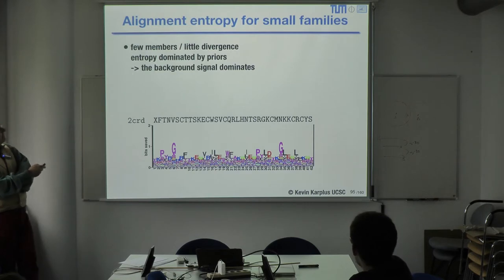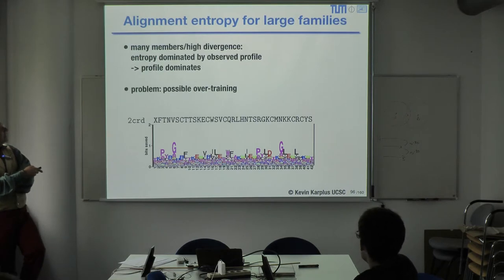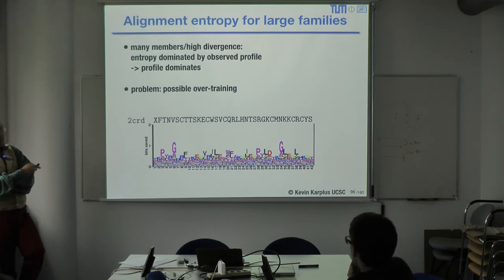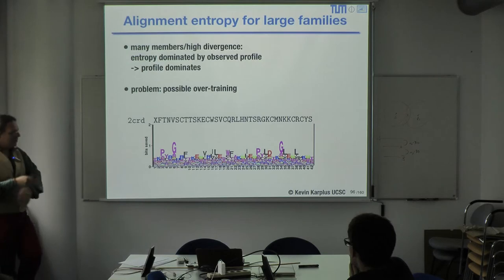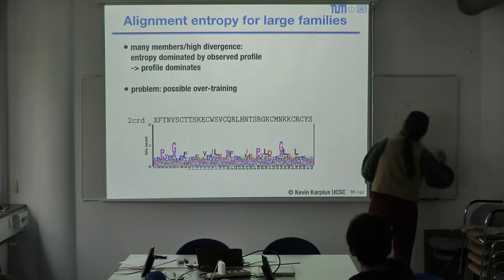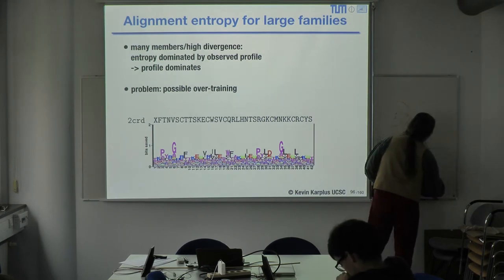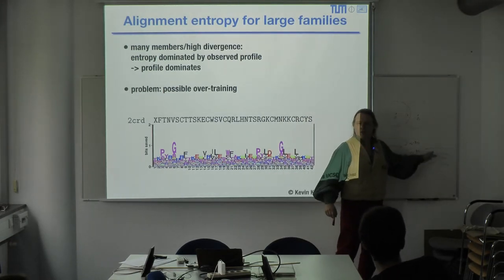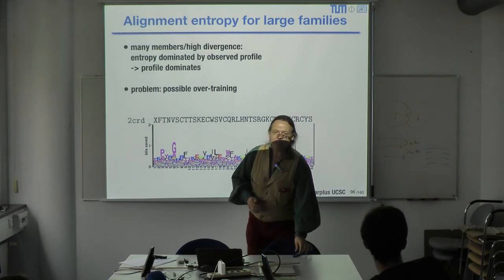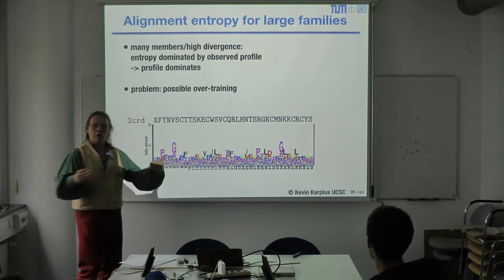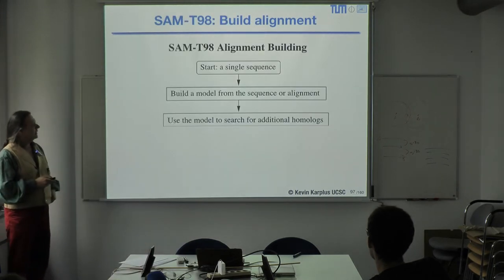Now, in the case where you have few members, the background probability dominates. In the case where you have many, the profile dominates. There's the problem of possible overtraining, in particular in cases where you don't have enough points. Let's assume you start your alignment with a long protein and you find a lot of two-domain proteins. The middle region will look as if it is entirely conserved, only because you don't find anything else, or whatever you find is too close. And that is the kind of overtraining that you can do.